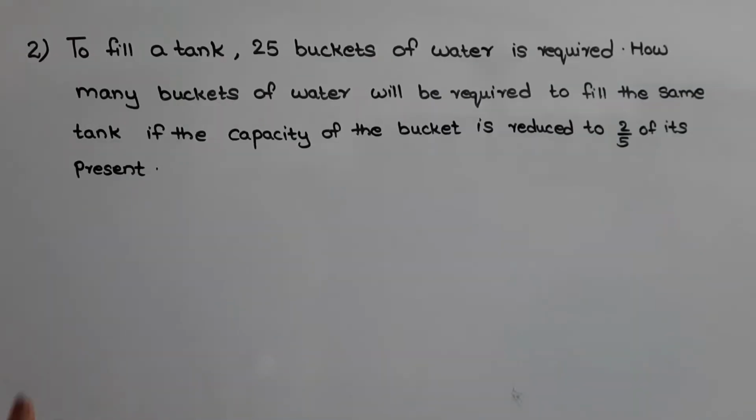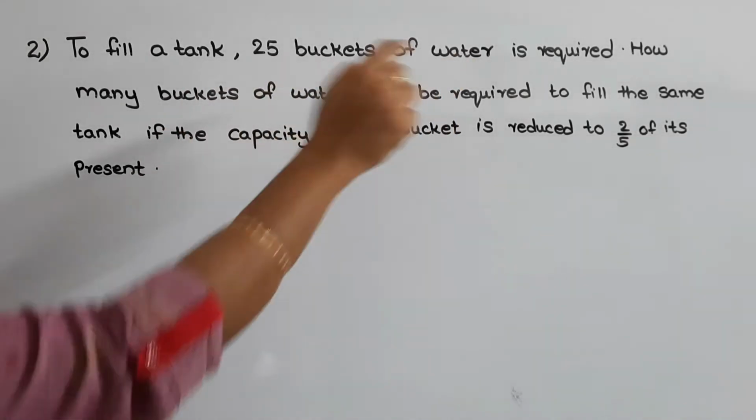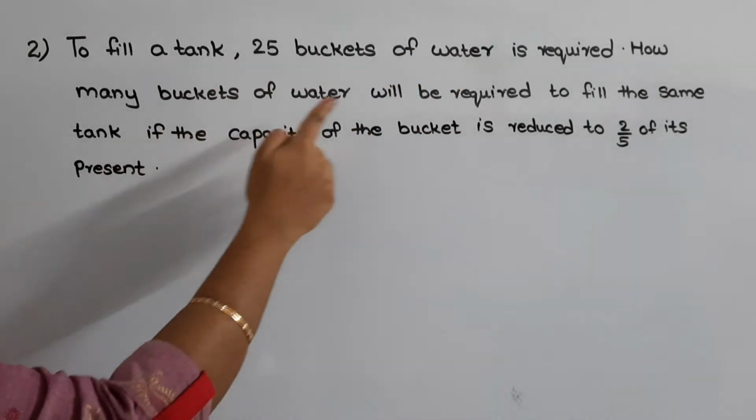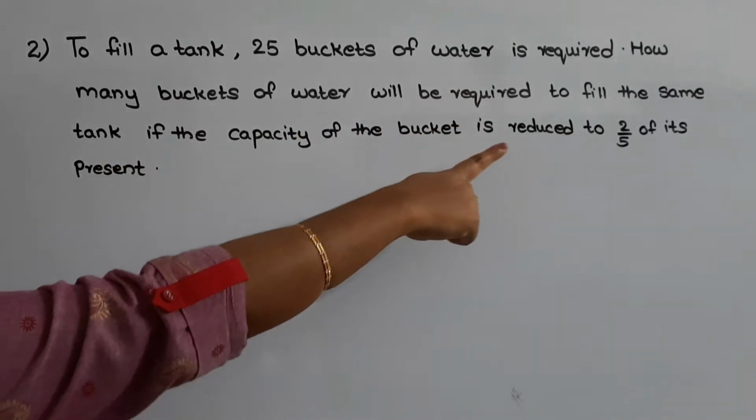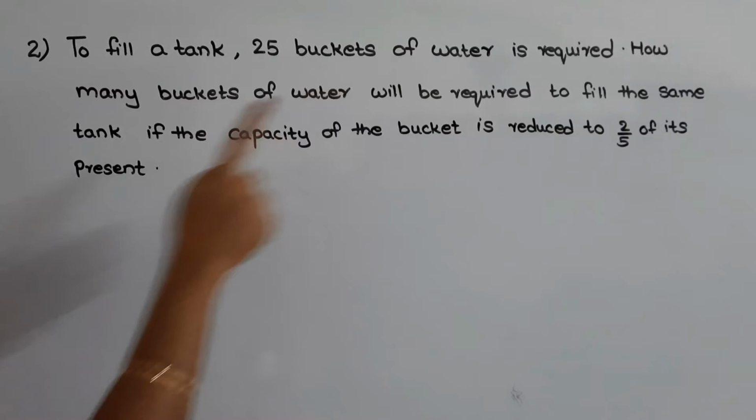The next question is: to fill a tank, 25 buckets of water are required. How many buckets of water will be required to fill the same tank if the capacity of the bucket is reduced to 2/5 of its present capacity?